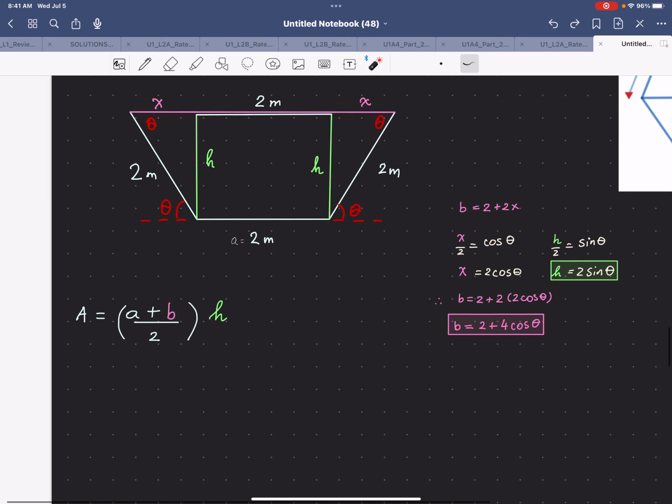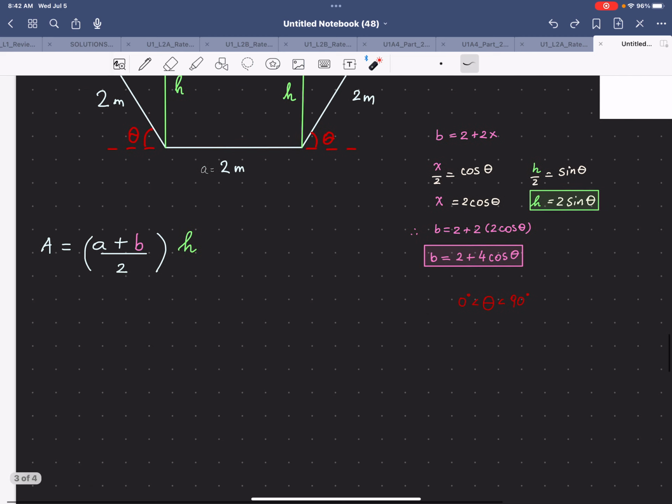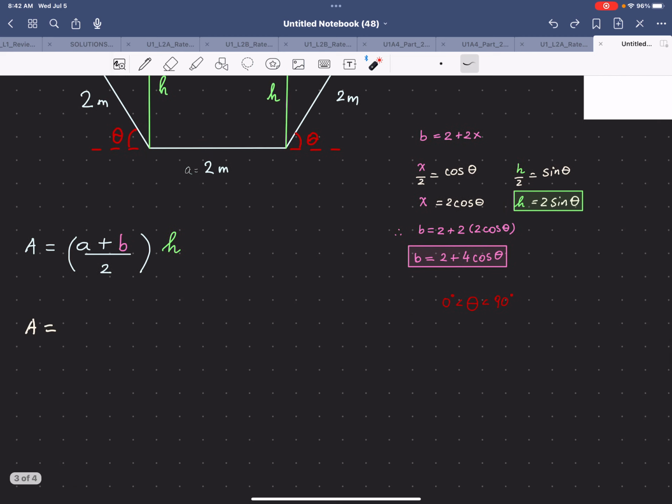So now that we have the values of b and h, we can start substituting into the area of the trapezoid formula. And before we start solving, let's bear in mind that the angle theta has to be greater than 0 and less than 90. If the angle is 90, we no longer have a trough with a trapezoid sectional area. And if the angle is 0, we don't have any 2D shape, okay?